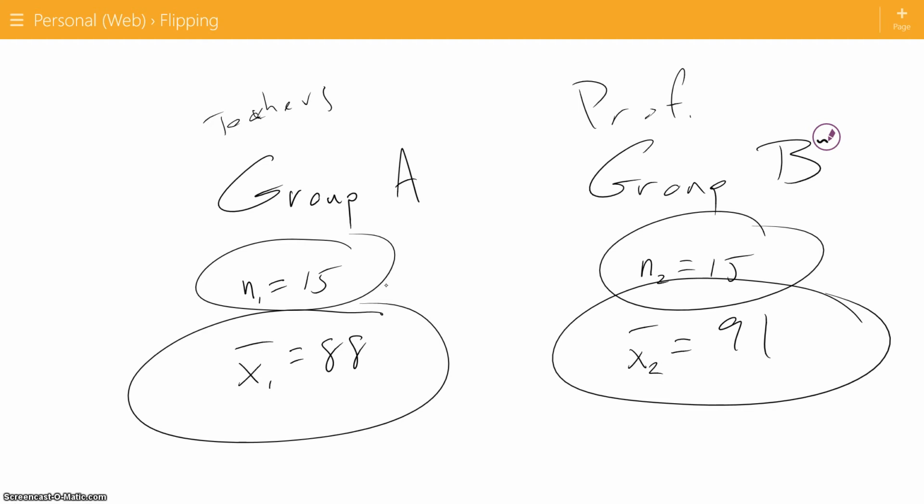All right, we see that there is some difference in the sample means, but is this difference really significant? We see that there's going to be some standard deviation, right? There's going to be a little bit of overlap. Is it enough to say that the professors did better than the teachers? Well, let's examine that further.